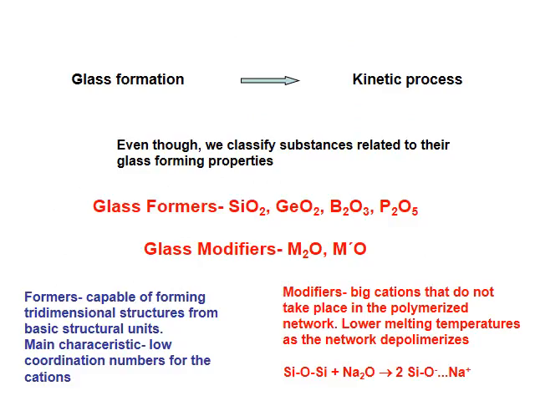The message to be kept here is that the formation or not of a glass is in fact a kinetic process. However, we still use to classify substances in glass formers and glass modifiers. Glass formers are capable of forming three-dimensional structures from basic structural units. The main characteristic is the low coordination numbers for the cations. Modifiers are big cations that do not take place in the polymerized network. They lower melting temperatures as the network depolymerizes, that is, bonds involving bridging oxygens are broken.